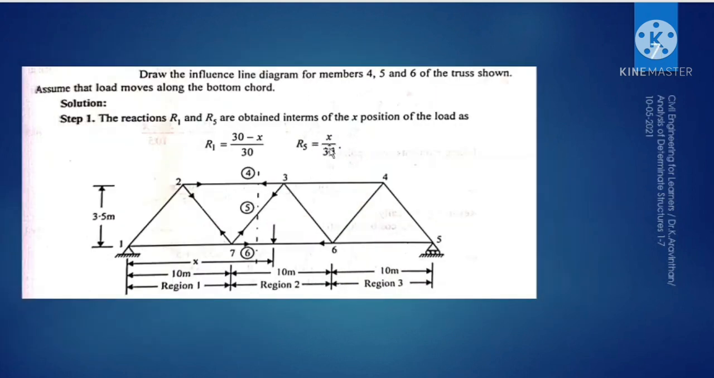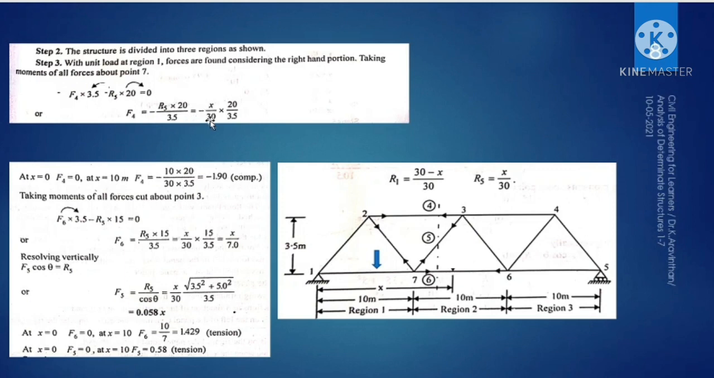R5 is x by L and R1 is (30 minus x) by L. Now you can substitute x by L here. We will substitute in the coordinates. If this load is at 0, so this is the origin point, that is 0, 0, substitute x equal to 0. Everything will be 0 here, F4 will be 0, and at the initial point the influence line is 0.